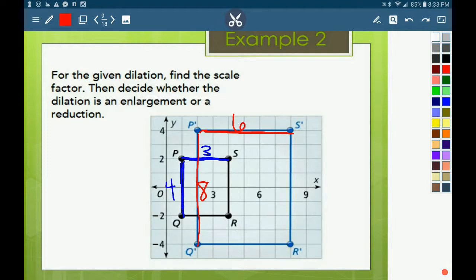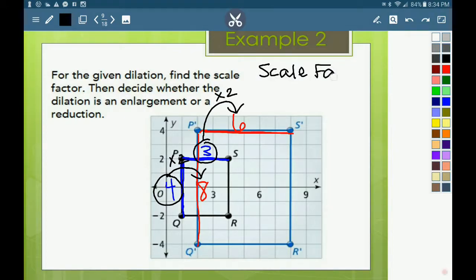Okay, so now, and really someone yesterday had said this, you might even be able to notice what number you could multiply one side length by to get to its corresponding side length. So what can we multiply 4 by to get to 8? Seems like 2 is the answer. We'll double check that with the other side. What can you multiply 3 by to get to 6? Again, that would be times 2. So our scale factor here is 2.